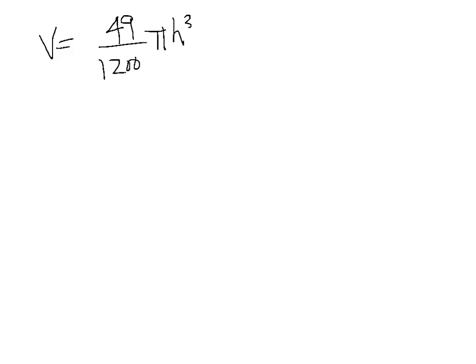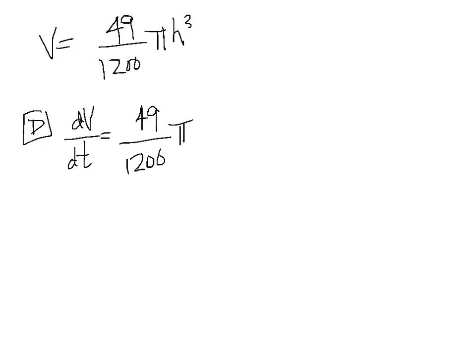So there was my volume equation. So if I do the derivative of that, I have dV/dt equals 49 over 1200 pi, because that's just a constant, multiplied by 3h squared dh/dt. Now I can start plugging things in. I was told in the problem that h was 12 and that dV/dt was 2. So let's start plugging some things in here on that step.